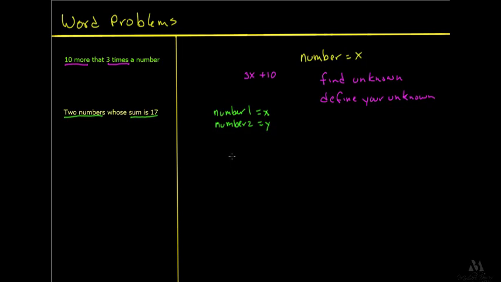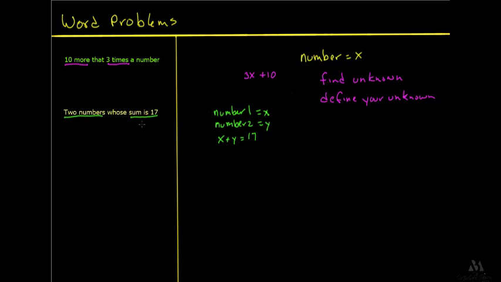Well, we know what sum is. It's when we add 2 numbers together. So this is going to be something like x plus y equals 17. Again, I want to stress that sometimes you have to read through these several times, and you'll have to go back and check your answer where you possibly can.